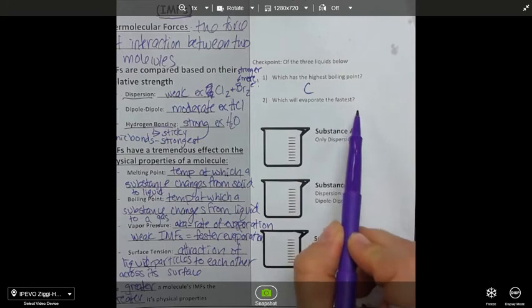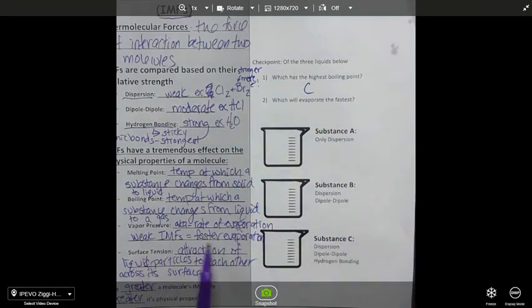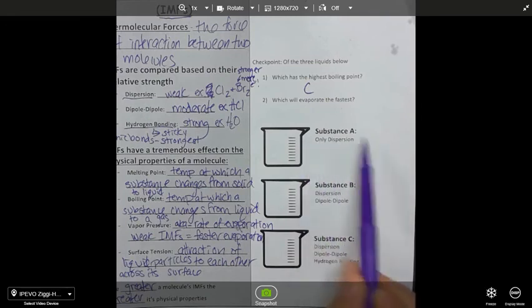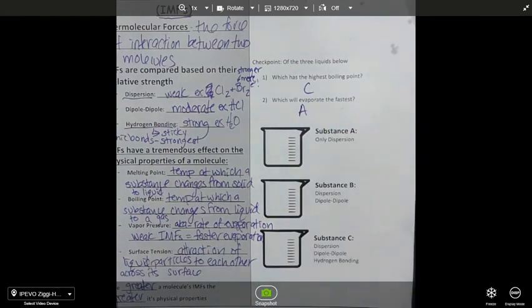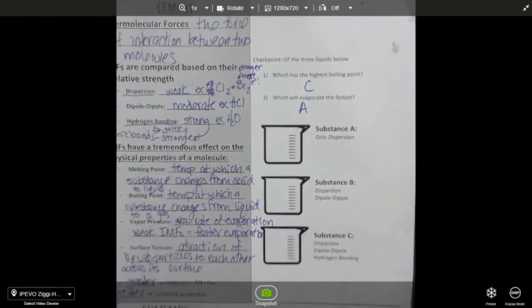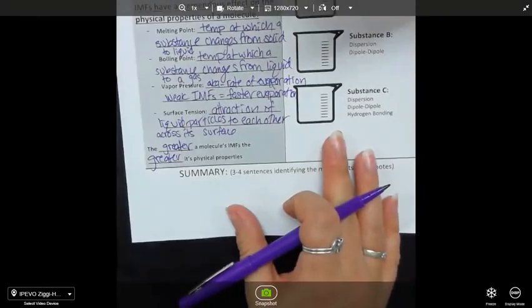Which will evaporate the fastest? Well, we have to think about vapor pressure. If something is going to evaporate faster, it's going to have weak IMFs. So which of these three has the weakest? A. Dispersion is the weakest of the three, so which is going to evaporate the fastest? It will be A.